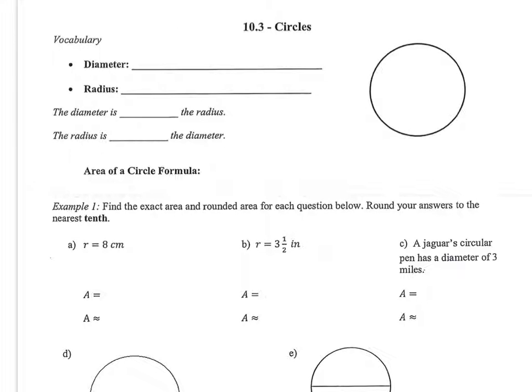In a circle, you have a center, and you have a segment like this. This is called the radius. And then you also have what's called a diameter. A diameter goes all the way across. So a diameter is a segment that goes through the center.